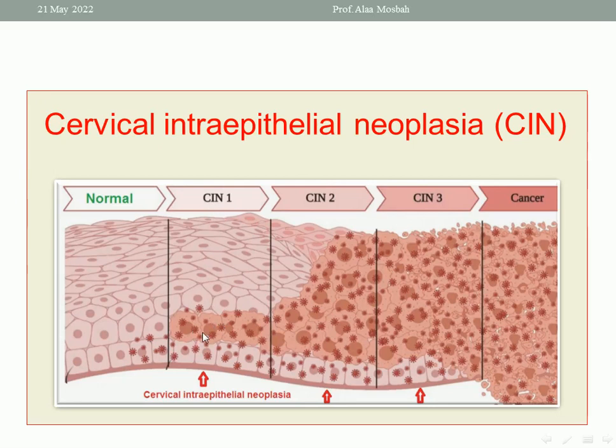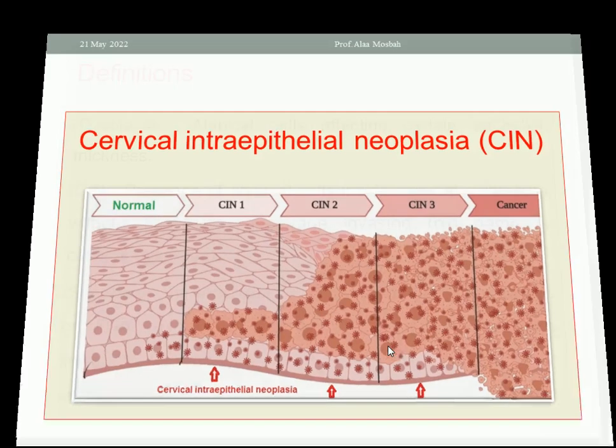In CIN1, there are atypical cells in the deep third of the thickness of the epithelium, as you see here. This is the atypical cell. In CIN2, the atypical cells affect the middle third of the epithelium. In CIN3, the atypical cells affect the superficial third of the epithelium. So this is the difference between CIN1, CIN2, and CIN3. All of them are intraepithelial lesions without invasion of the basement membrane, as you see here.